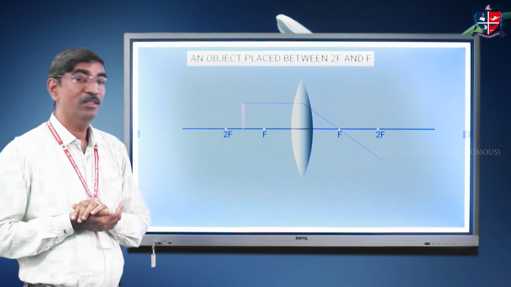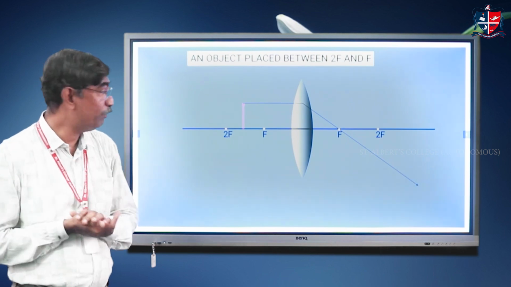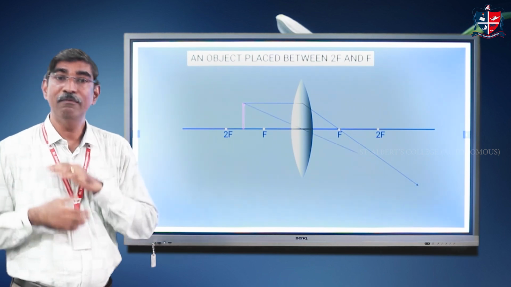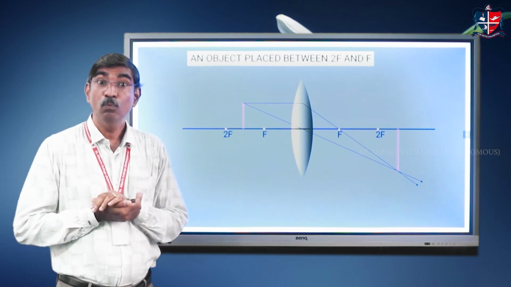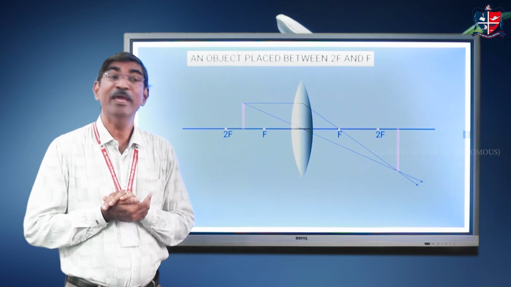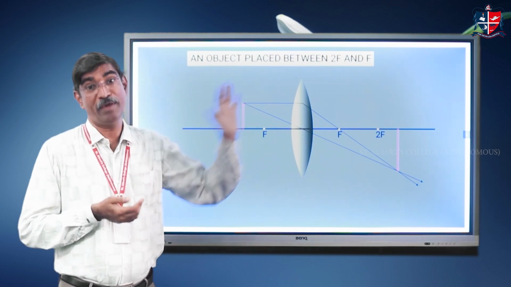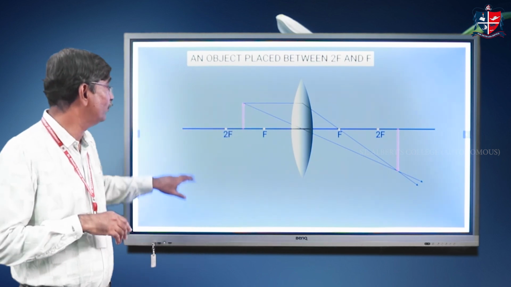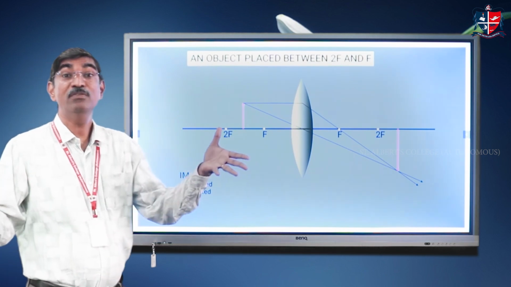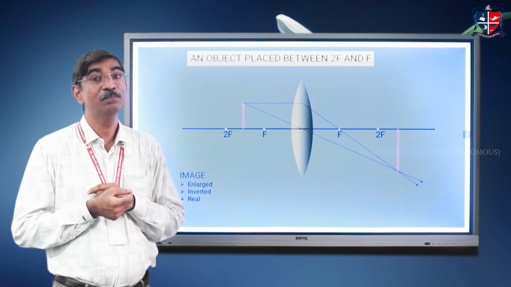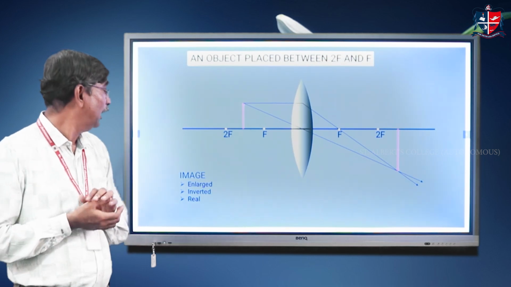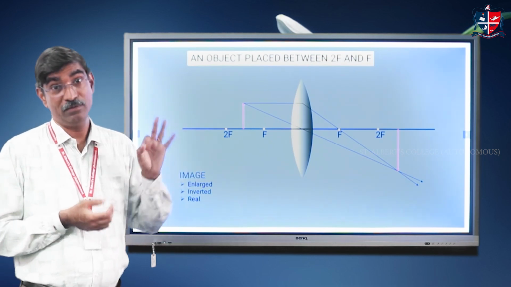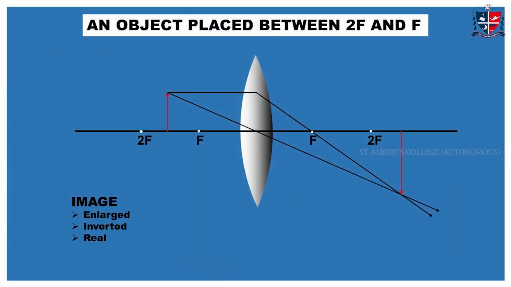See, the first ray is passing through the focal point. The second one is traveling straight. And here you will get an image beyond 2F. And see the size, the image is highly enlarged. At the same time, it is inverted also. And the image is real, that is, it is formed by convergence of the two rays.